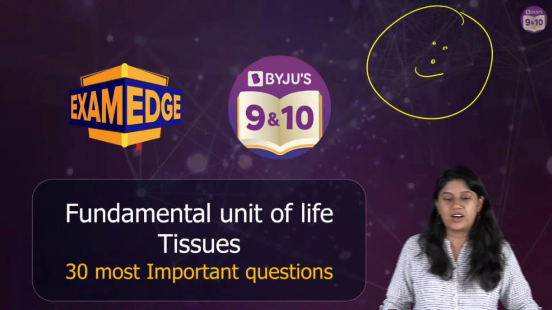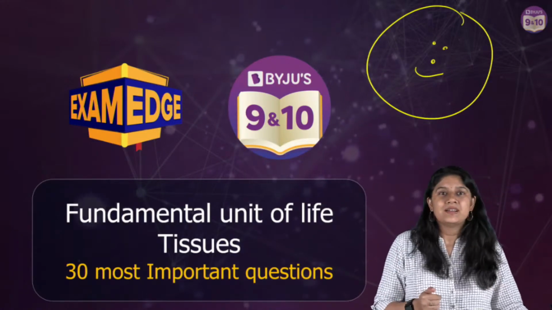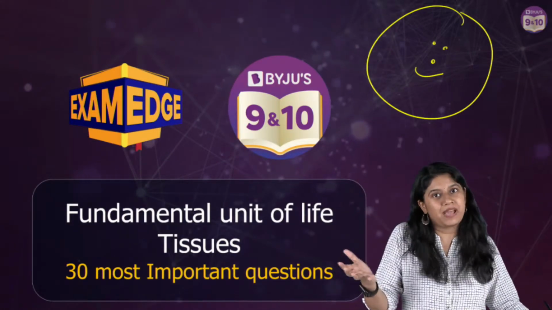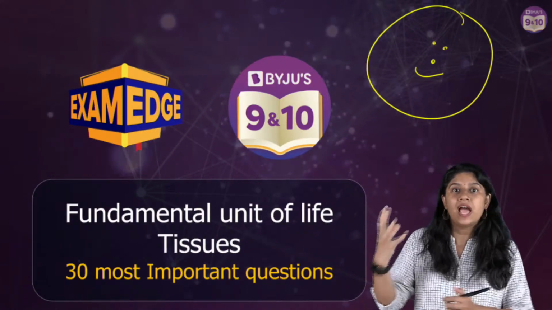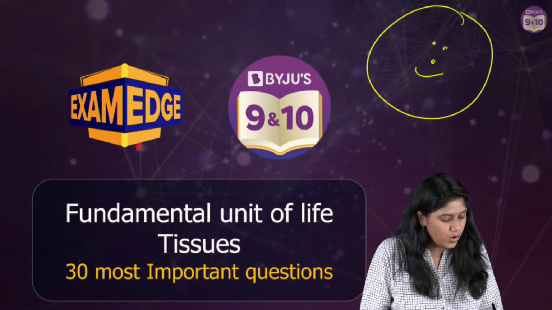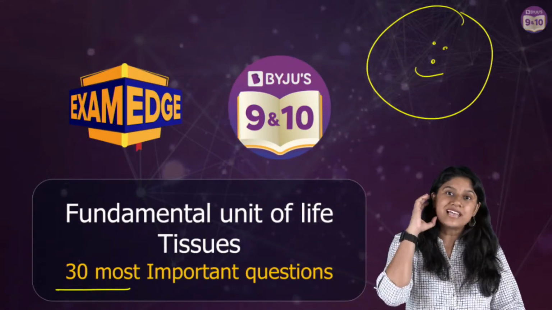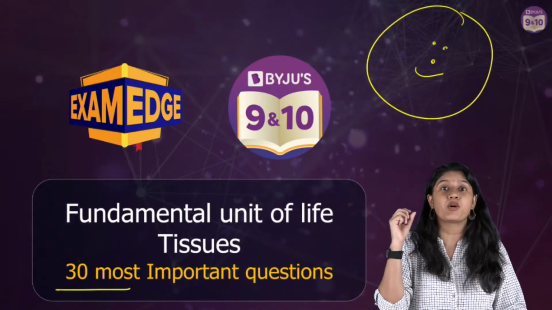So, how's the josh, everyone? Today's class is very interesting, because basically it's a kind of revision. You have gone through both the chapters, the fundamental unit of life and the tissues. Now it's time for us to quickly look at the 30 most important questions. Exams are really very close, and in this session we'll be focusing on the important questions.